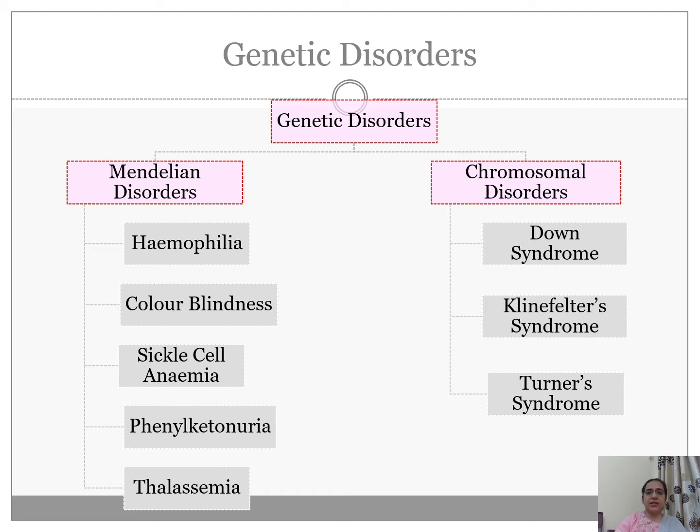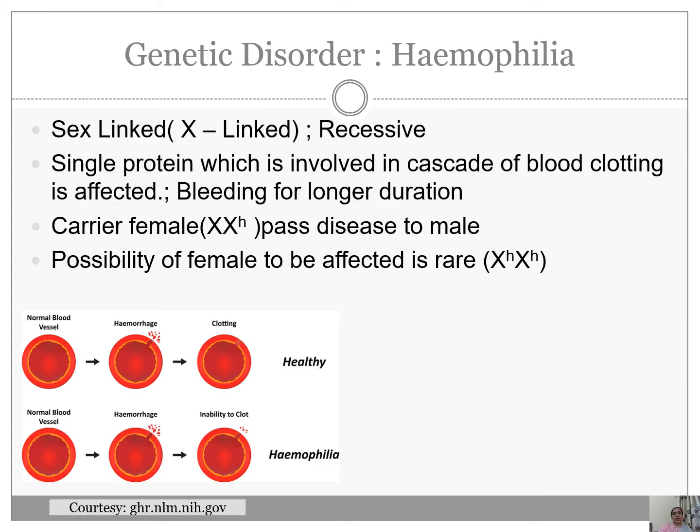First of all, we will study Mendelian disorders. Coming to hemophilia first. This is a sex-linked recessive disorder. Here, the single protein which is involved in the cascade of blood clotting is affected. So the person bleeds for a longer duration of time and there are chances of huge blood loss.